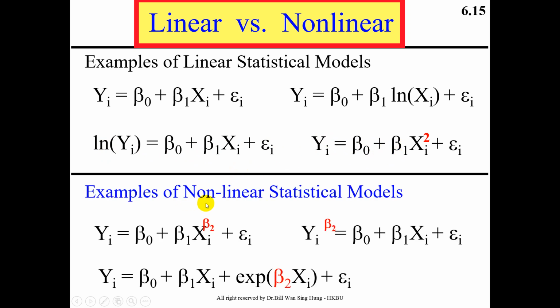These are the examples of non-linear statistical models, because here x i is raised to the power beta 2, and here y i is raised to the power beta 2, and in this case e is raised to the power beta 2 x i. So these are non-linear.